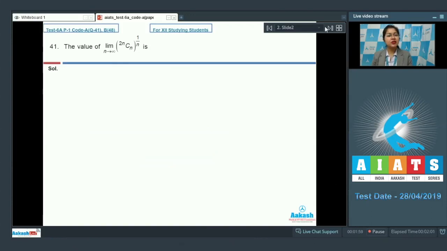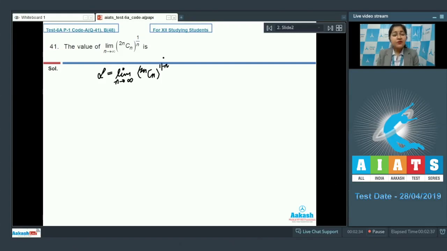So let us start with question number 41, in which we have to find the value of the limit n tending to infinity (2nCn) whole raised to the power 1 by n. Let us assume the given limit equal to L. So we can write L equal to limit n tending to infinity (2nCn) whole raised to the power 1 by n.